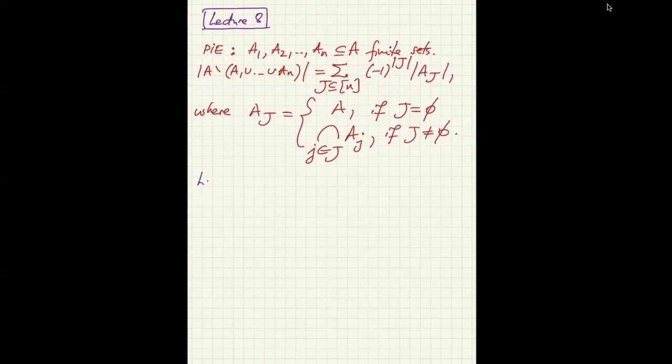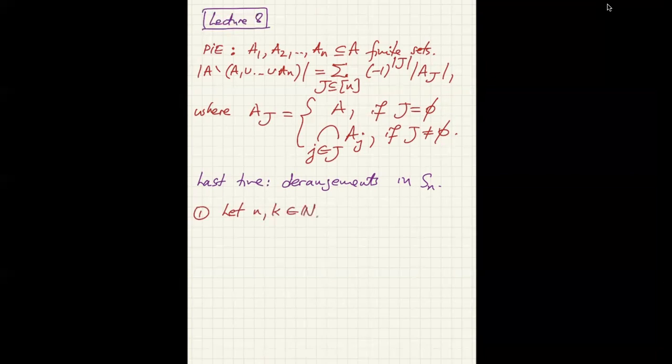And last time we saw an application of the principle of inclusion-exclusion determining the number of derangements in Sn. Today we'll do other applications. So let's start with some simple example. Let's say we have n and k natural numbers, and we want to count the following quantity.